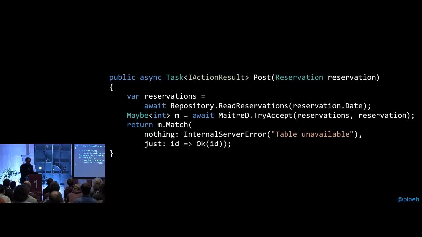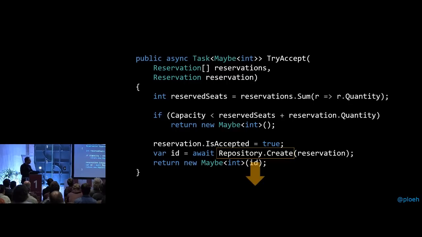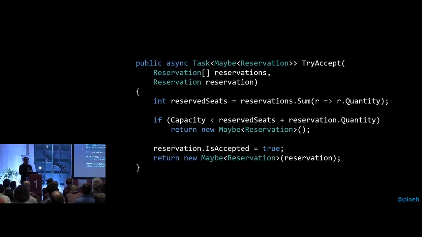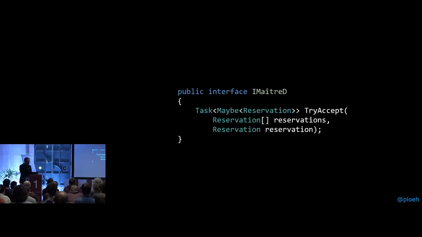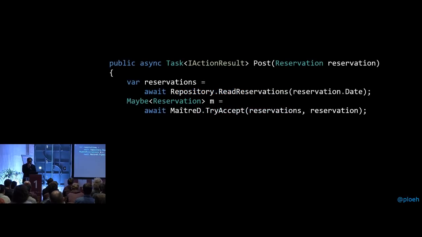Right. Okay, so now we're in the position where we can finally move repository create to the boundary of the system. So I'm basically just going to take it away, but if I do that, I don't have an int to return. So what I'm going to do instead is return a maybe of reservation, either an empty one or one that is just the reservation that I just accepted. And again, I have to change the maitre d' interface, but that's okay. It's going to be okay. And if I do that, I now have a maybe of reservation.